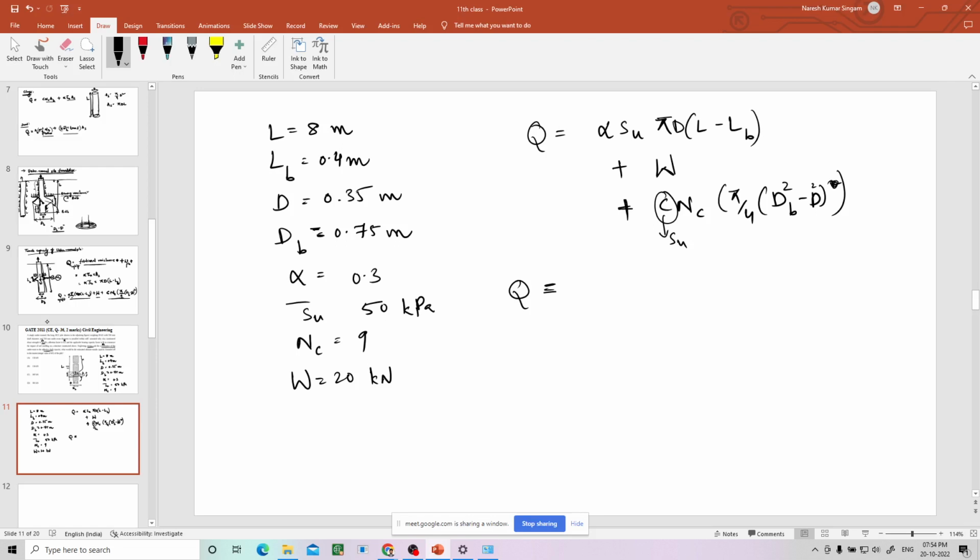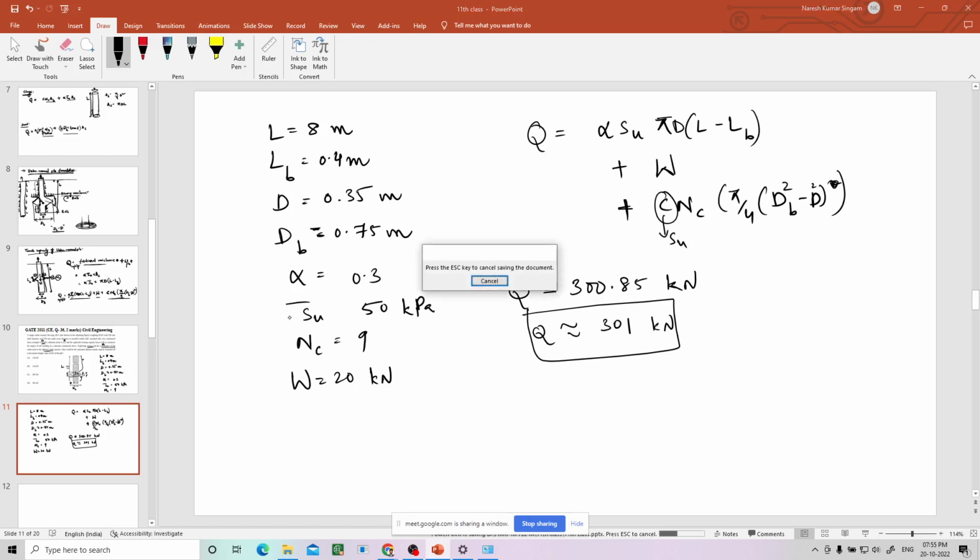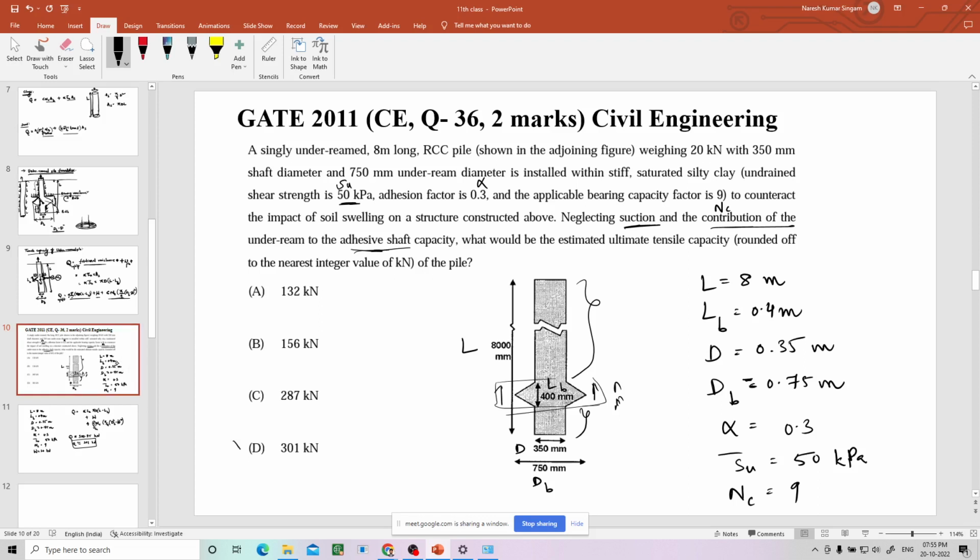Perfect. The answer is coming out to be 300.85 kilonewton. So nearly you can say 301 kilonewton, nearest integer. So if you see the options, 301, this is the answer. But in the key paper you might get B as the answer, but B is not the answer. This is the answer. So this is all about the underreamed pile foundations.